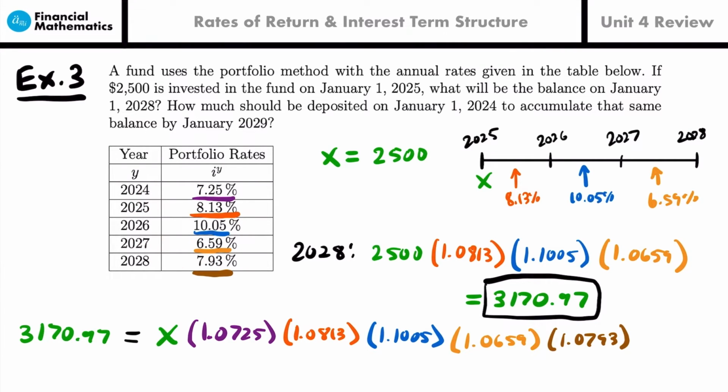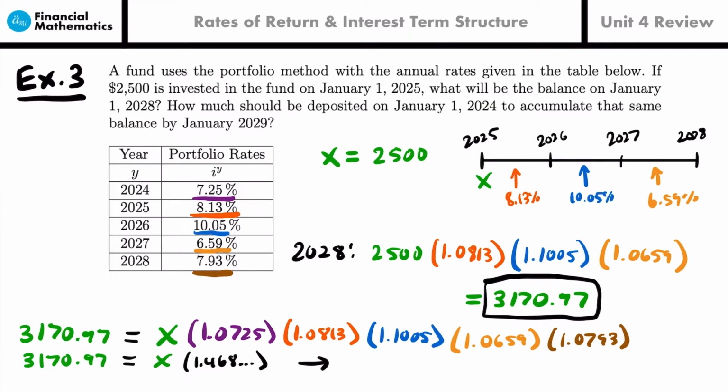Okay? So if you multiply all of these values together, what you'll have is 3,170.97 is equal to X multiplied by about 1.468 and some more decimals, and then dividing both sides by that number will give you the final answer, that initial deposit, which I'm going to use a different color here just so we don't get it confused with this initial deposit.